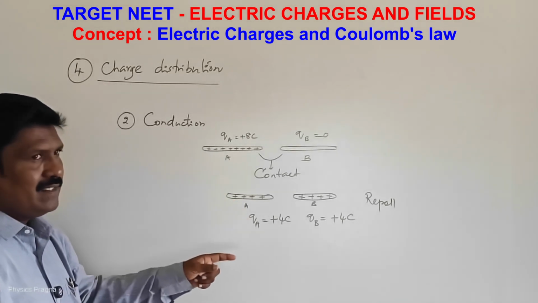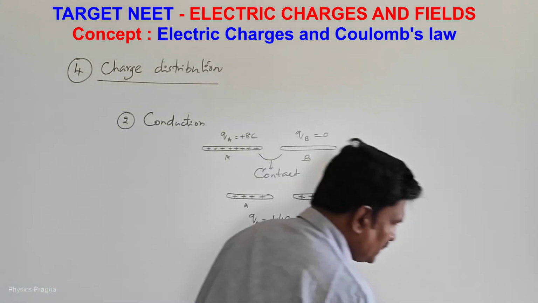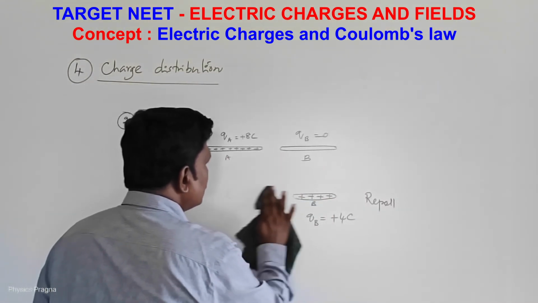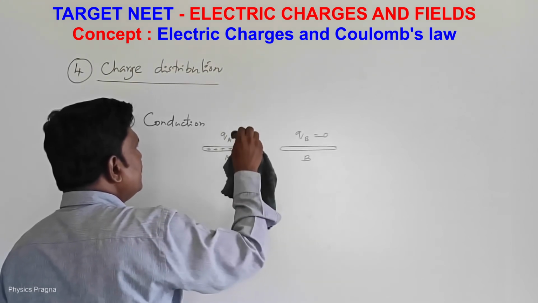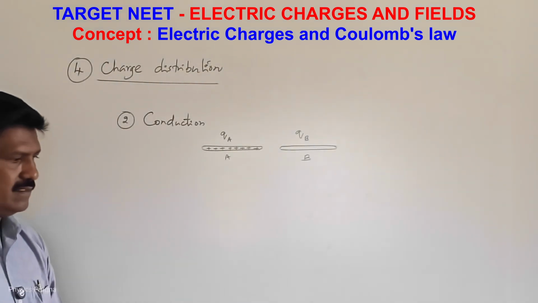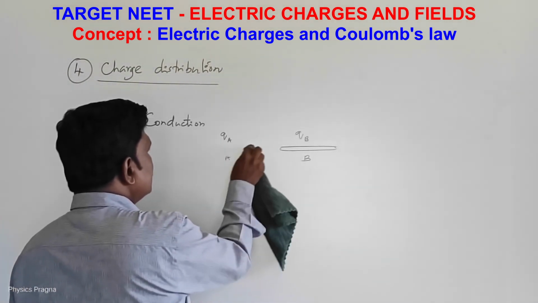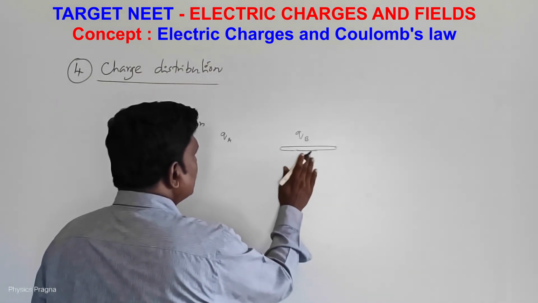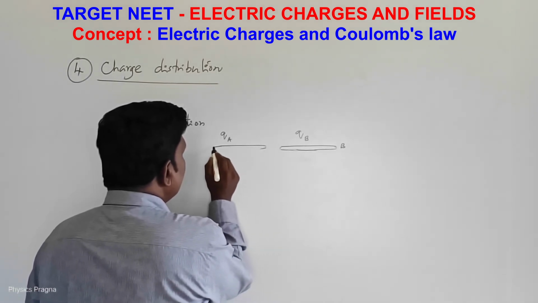So like this, once again, suppose this QA and QB both are charged. I'll write like this. This is body B. This is body A.